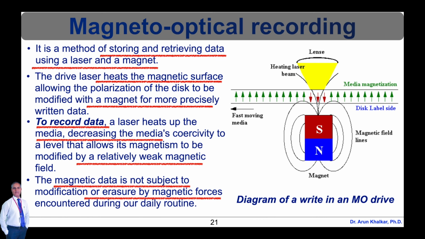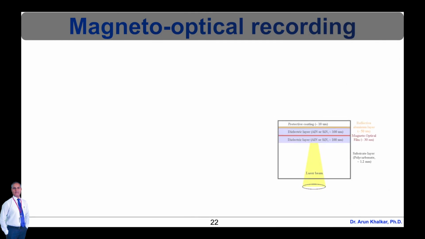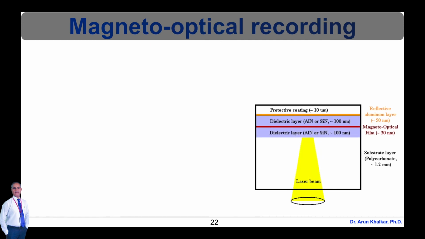A schematic diagram of a writer in a magneto-optical recording drive is shown in this diagram. A typical structure of magneto-optical recording on a disk is shown in this diagram.